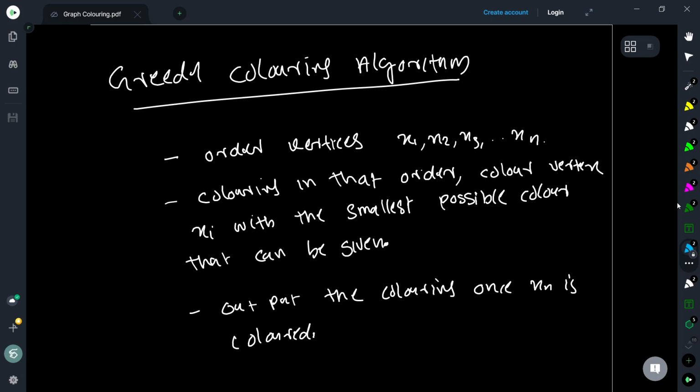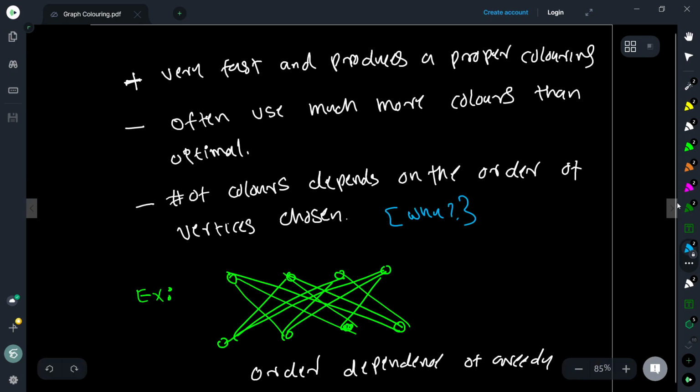Okay. So this is the very naive approach. It's called greedy coloring. So what are the advantages of greedy coloring and what are the disadvantages? The immediate advantage is that it is very fast, right? You pick a vertex, look at the neighbors, color it, and then you can finish things off very fast. And it always produces a proper coloring, right?